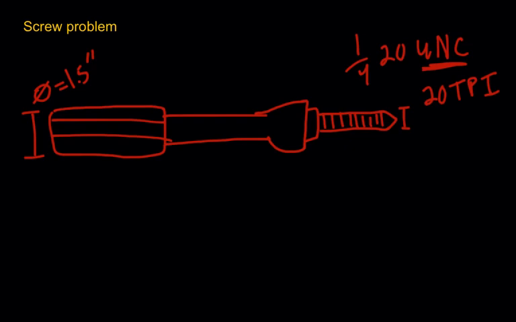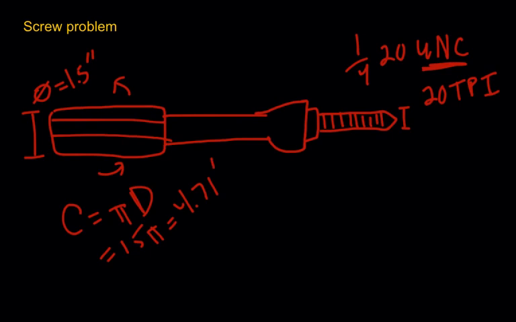The first problem says, what is the circumference where the effort is applied? So we're going to try to turn this handle here, turn it around. And so we want to know what the circumference is. Circumference is pi times diameter, so it would be basically 1.5 pi, which is like 4.71 inches. So that's your first answer for the first problem.